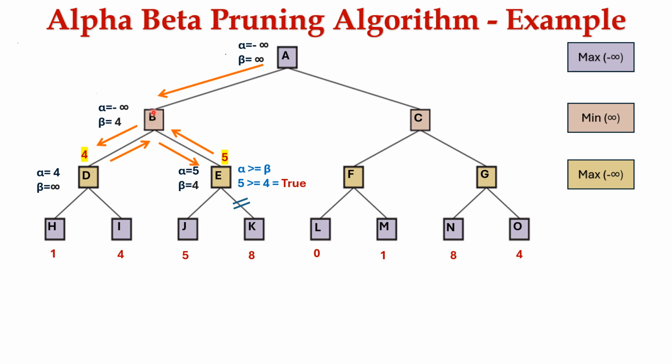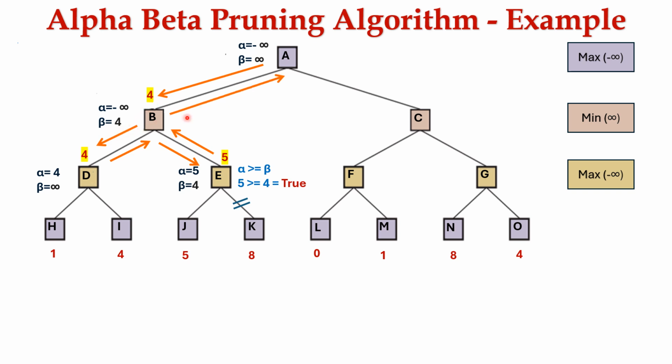This value is backpropagated to parent node B for further evaluation. Now we need to update node B value. Since node B is minimizing node, we need to update node B with min function and update the beta value here. Since node D value is 4 and node E value is 5, the node B value is updated with value 4 as its final value, since it is a minimum value. The beta value is already 4, so we can have it as such.